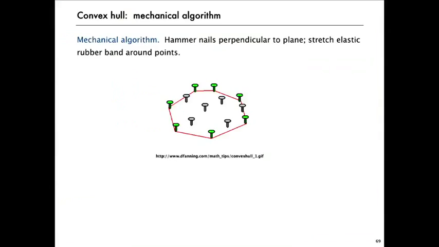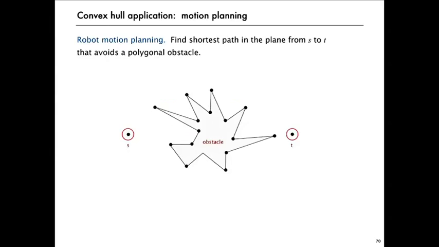Well, there's actually a way to compute the convex hull just mechanically. If you put nails around the points and put a rubber band around it, that gives you the convex hull. Now, we're not going to be able to really implement that in a computer program, but it's surprising how well we can do. Here's an application where people want to compute the convex hull.